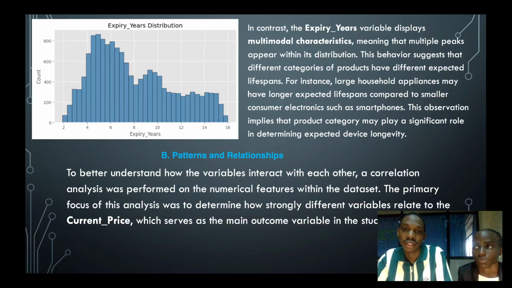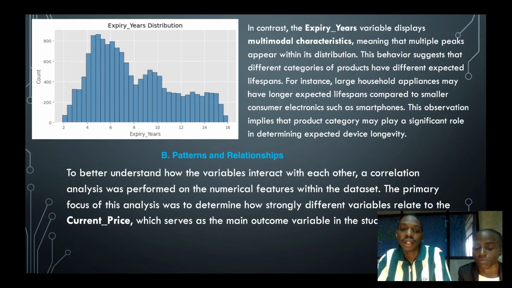So this behavior suggests that different categories of products have different expected lifespans. For instance, large household appliances may have longer expected lifespans compared to smaller consumer electronics such as smartphones. So the next one, we had patterns and relationships.